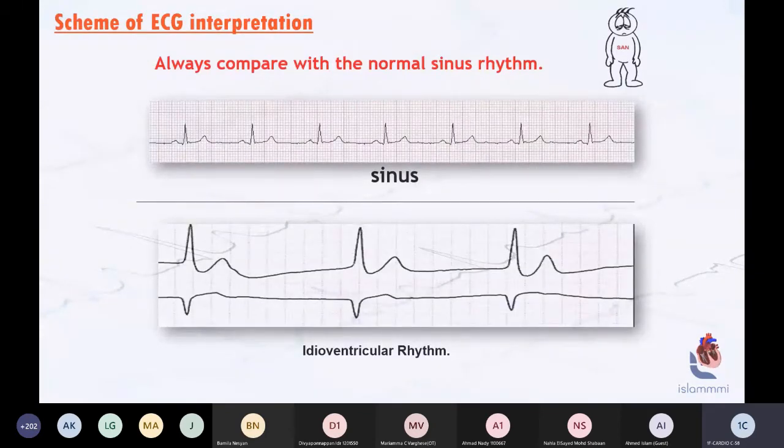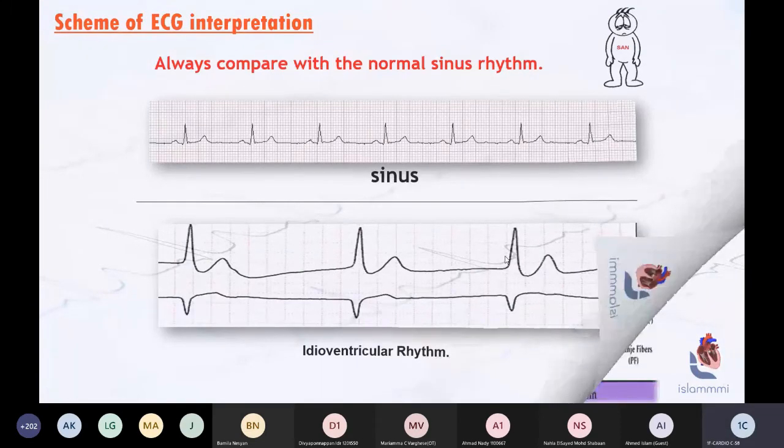So just compare between the normal and the Ideoventricular rhythm. This is another example of absent P wave. So this is a very beautiful P wave. We don't have any P wave here. Here is narrow QRS. Here we have a wide QRS. This heart rate is almost 75. This is very bradycardic, as you can see.